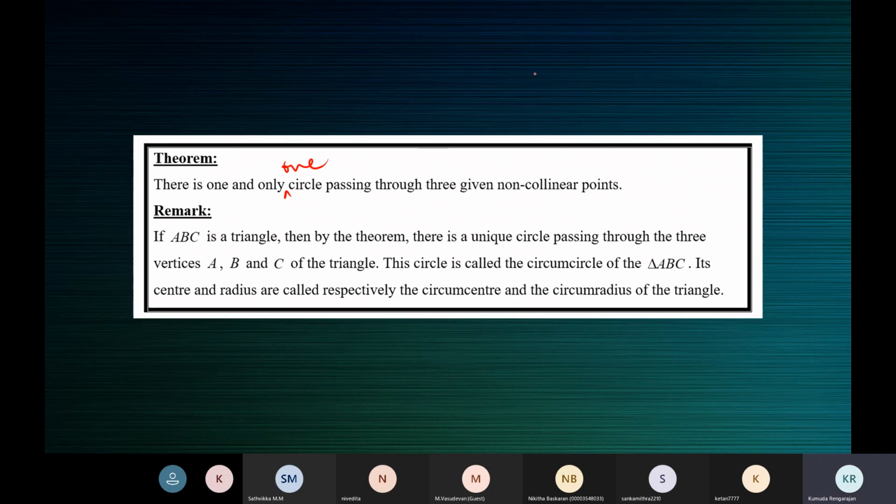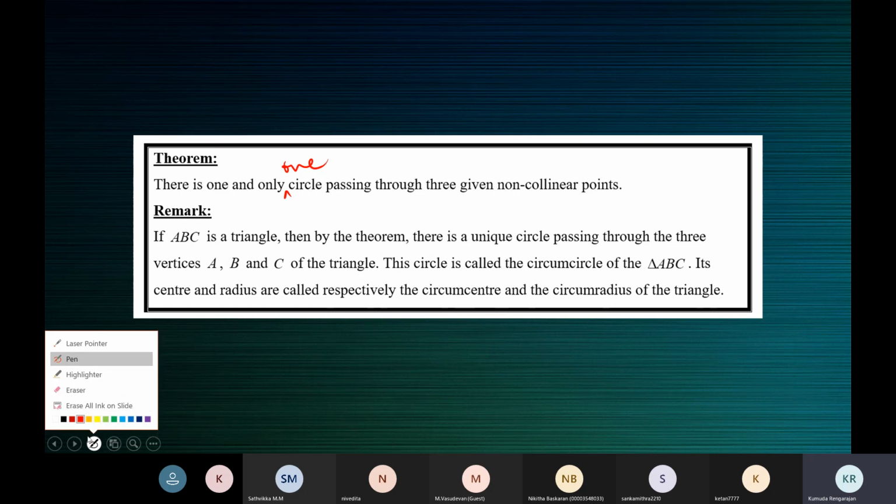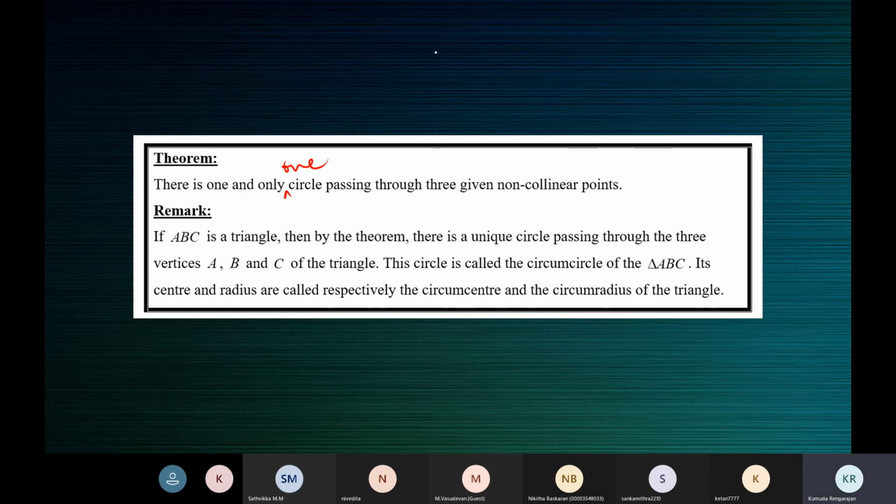All right, children. When the 3 points are not collinear, they can be joined to form a triangle. And that one circle which can be drawn passing through these 3 non-collinear points is called the circumcircle of the triangle.